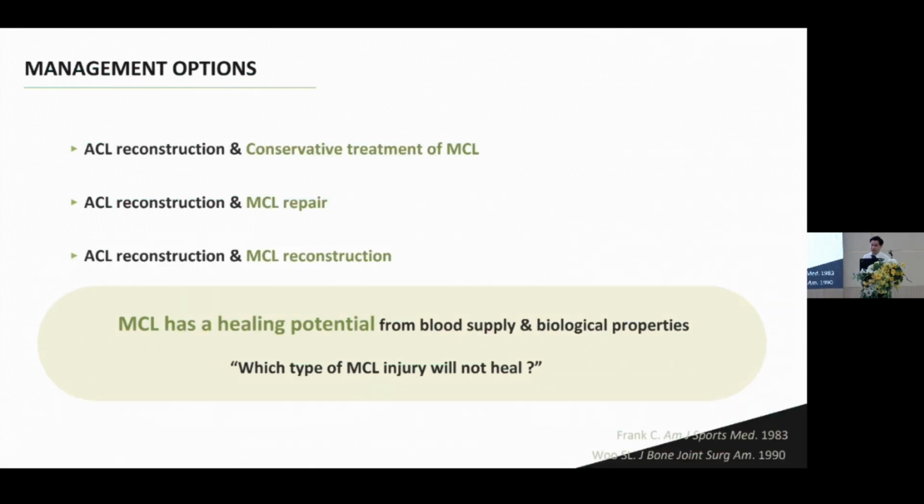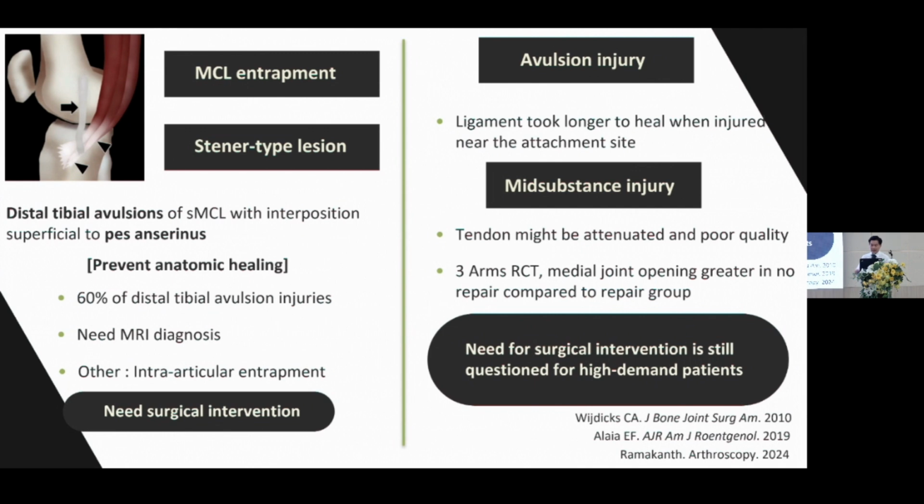So it might be more suitable for patients who have no symptoms, don't want surgery or are contraindicated for surgery. That leaves us with the last three choices, which consist of ACL reconstruction with conservative treatment of MCL and operative treatment of MCL. We all know that MCL has healing potential, but we have to know which type of MCL injury will not heal. The first one is the MCL entrapment lesion, such as the Stener-type lesion, which is the tibial avulsion of the SMCL interposed over the pes anserinus, which prevents anatomic healing, and we need MRI to diagnose this condition. The other location where MCL can be entrapped is intra-articular entrapment.